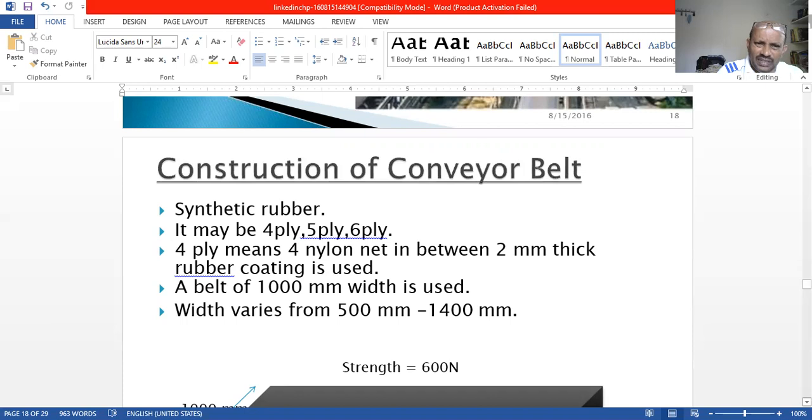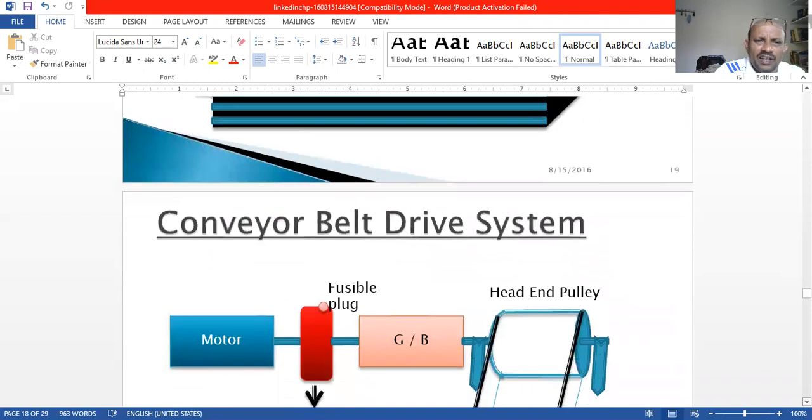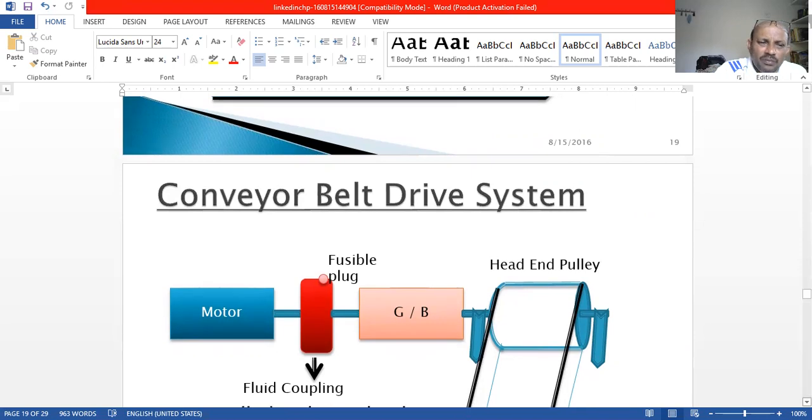A 1000 mm width is used. Width varies from 500 mm to 1400 mm. This equipment width will be there. Okay. Next, conveyor belt drive systems. So how do we run these conveyor belts? One is the motor, then a coupling, and in between a gearbox, and the head pulley will be there. Okay, this pulley will be there.